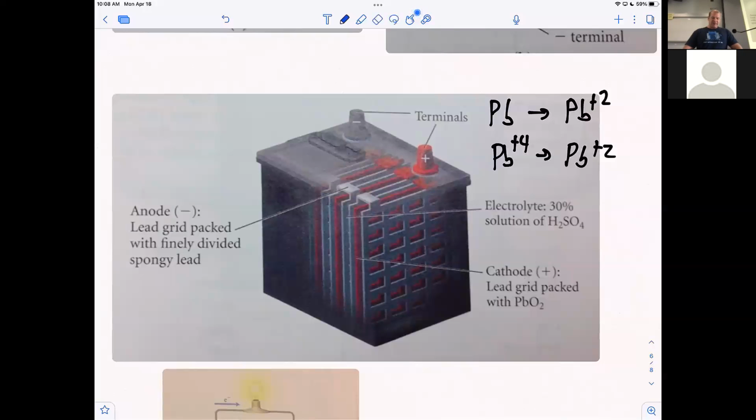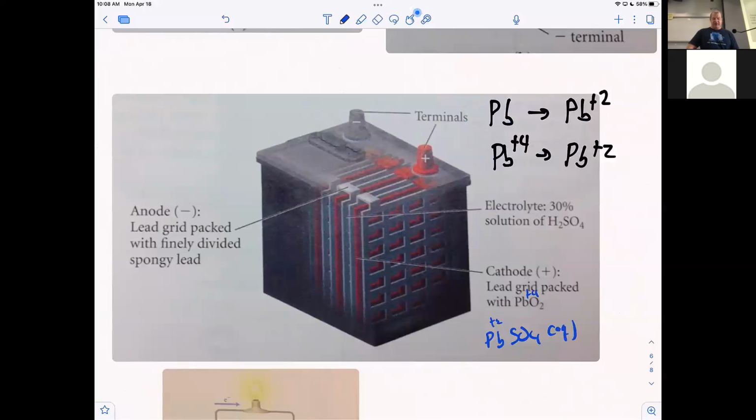As the battery discharges, if you fully discharge the battery, all the lead metal is going to go away, and all the white lead oxide is going to go away, because the white lead oxide turns into lead sulfate. This is lead +4 going to lead +2, and lead metal goes to lead +2, so it's 2 moles of electrons transferred. And the lead sulfate is aqueous, so it goes into solution.